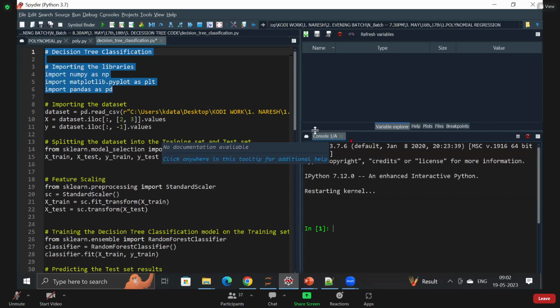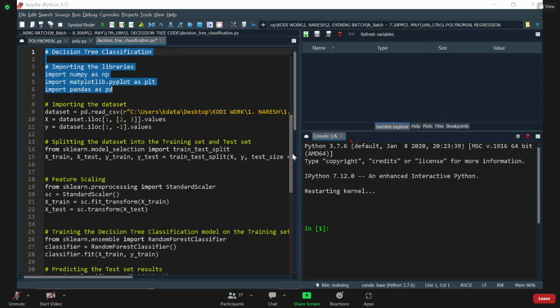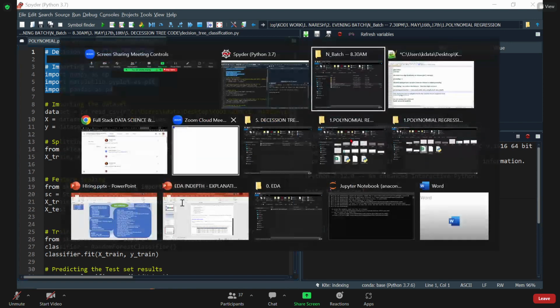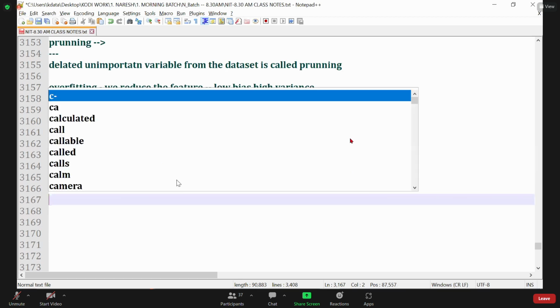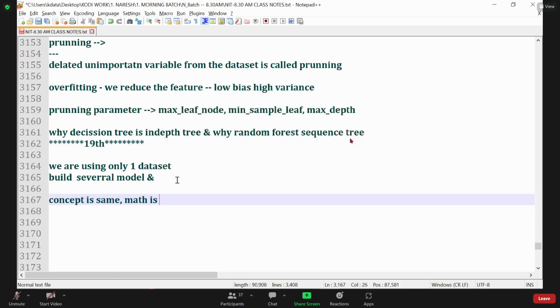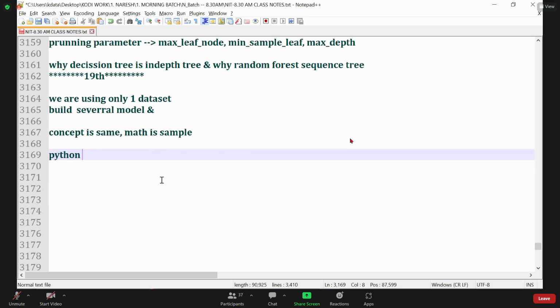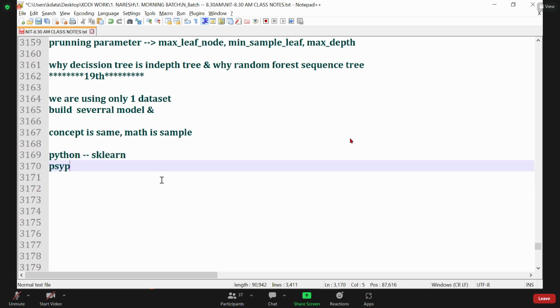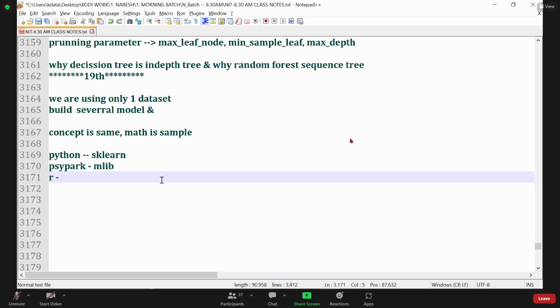So these are the fundamentals, and these fundamentals are applicable anywhere in the world. The decision tree algorithm concept is the same, the math is the same, understand? But if you use Python, you use the sklearn package, isn't it? If you use PySpark, you will use MLlib. If you use R programming, they don't use sklearn. They have some R packages. The concept is the same, but the applications are different, isn't it? I'll show you all those things later.